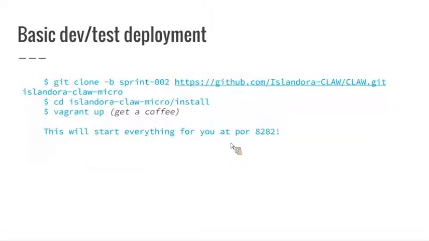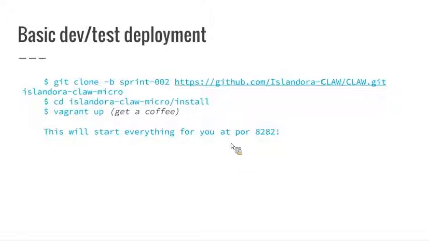Using the services. Basically, it's a very simple process. You just clone the sprint 002 branch. I named this the target, in this case, Islandora Cloud Micro. You go into that, you go into install, and you just execute Vagrant up. And then you get a coffee.